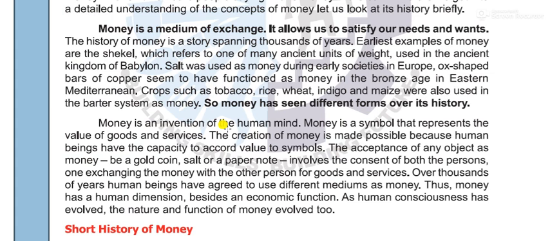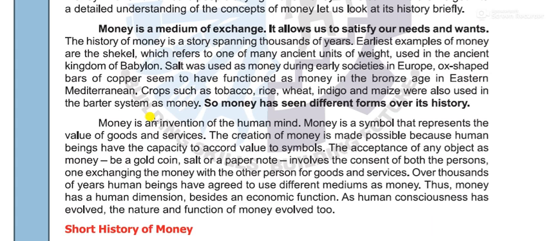So here what is the point, that money is an invention of the human mind. It is not created by God. Human beings have created money. It is the symbol that represents the value of goods and services. Whatever goods or services you want to take or buy, you can value them only in the form of money.